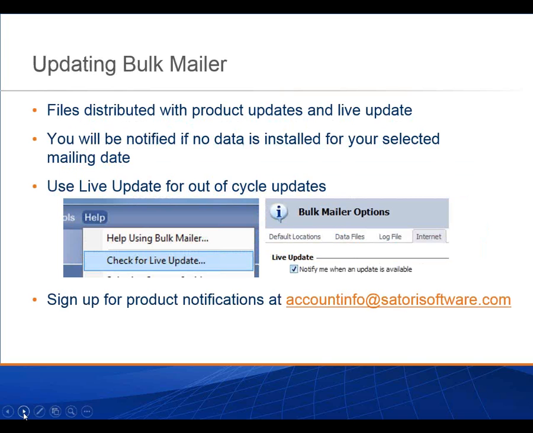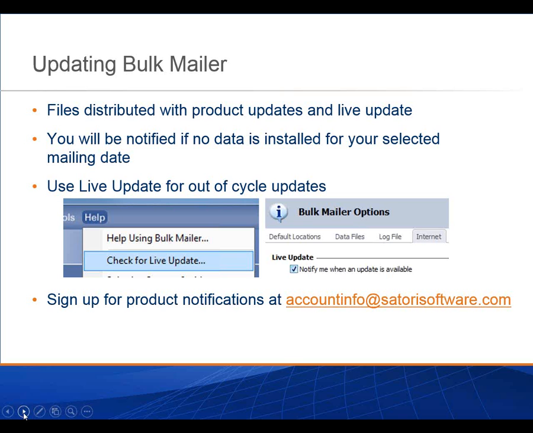Now, depending on which product you're using, we want to walk through and help you understand a little bit better what's going to be happening. So for those of you that are bulk mailer customers, the pre-sort data will be distributed as part of the product updates, and you can also download it through the live update capability built into the product.